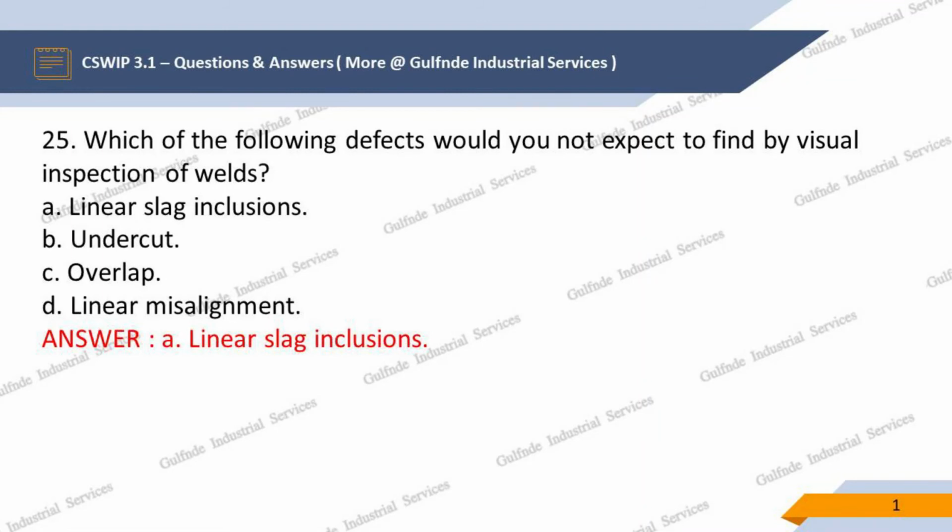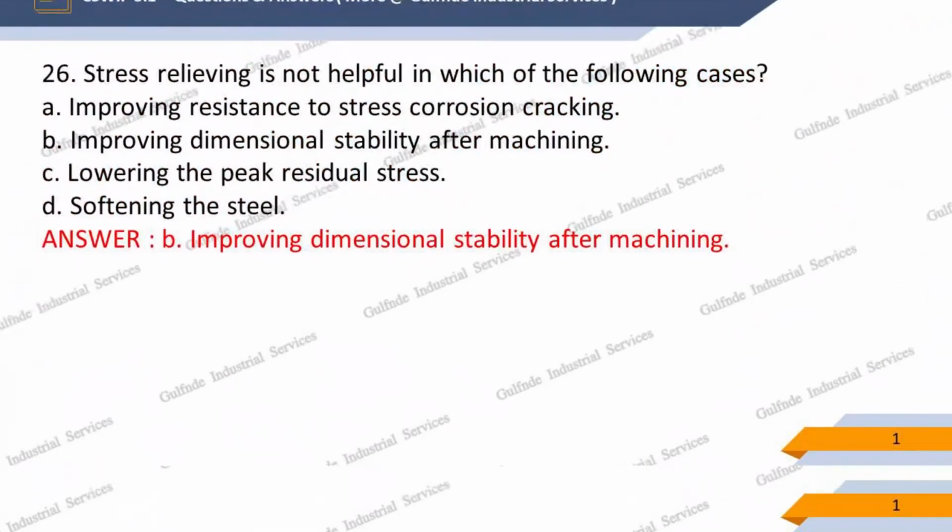Question 25. Which of the following defects would you not expect to find by visual inspection of welds? Options are A. Linear slag inclusions, B. Undercut, C. Overlap, D. Linear misalignment. Our answer is A. Linear slag inclusions.